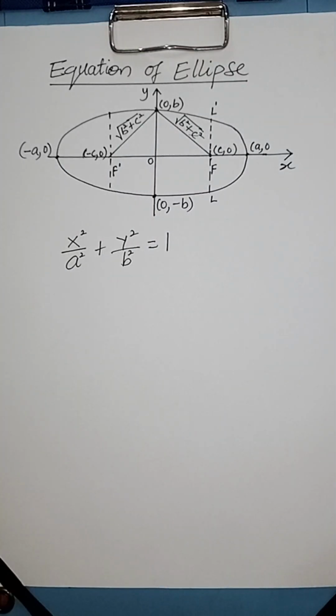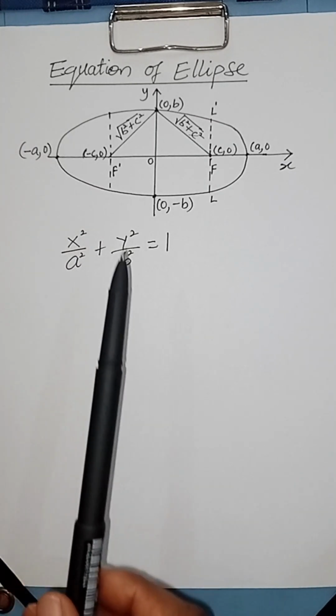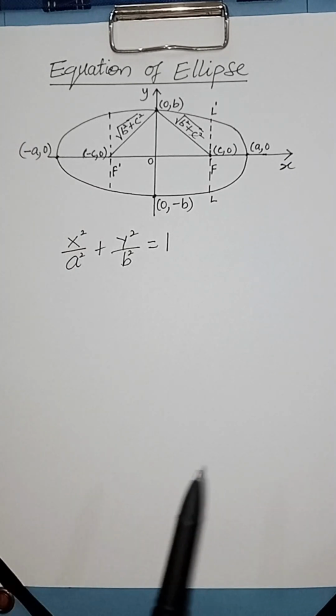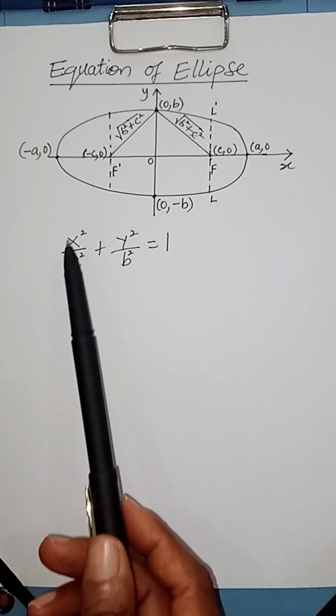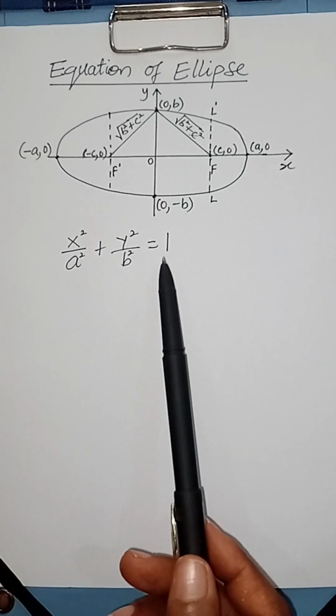Now, this is something we need to remember. We don't need to remember all of this these days. It's just to know the equation of an ellipse, because that's what we actually need at this stage in solving questions. The equation is x squared divided by a squared plus y squared divided by b squared equals 1. So you have x squared divided by a squared plus y squared divided by b squared equal to 1.